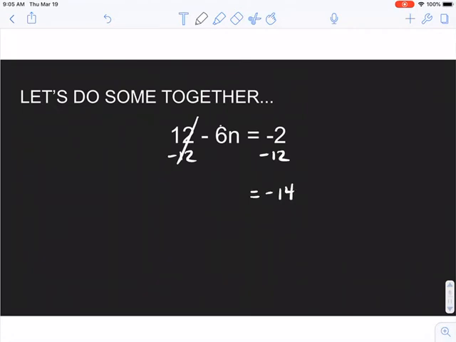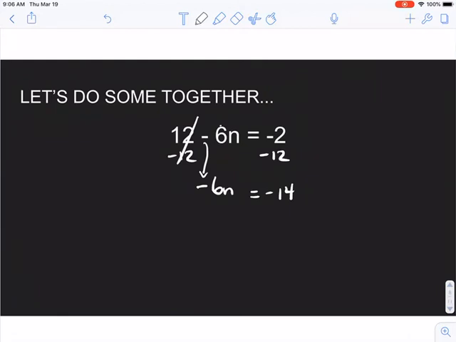Now, a very common mistake here is we have to look at what's left. And a lot of students will write down, well, we have 6n left. Well, the only thing is you can't drop the negative. We still have negative 6n. Okay? So you need to include the sign there.